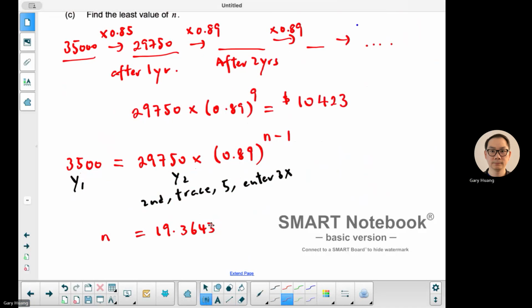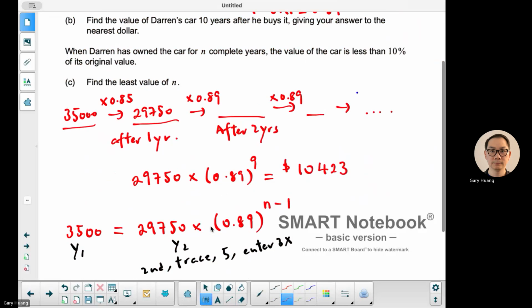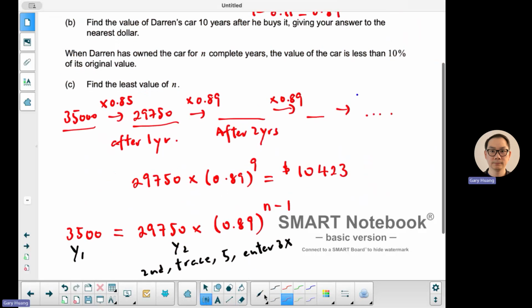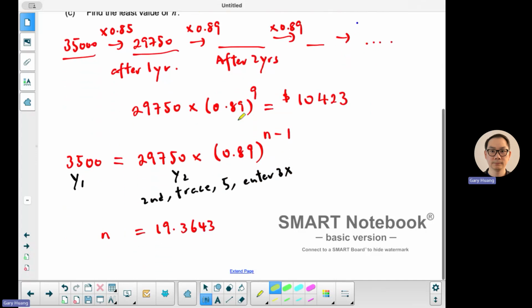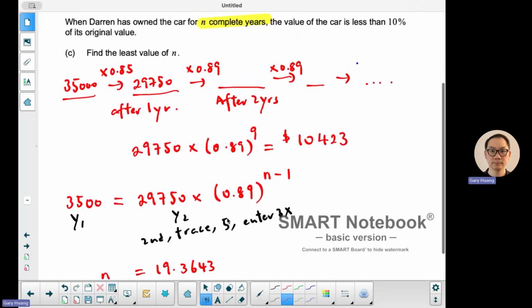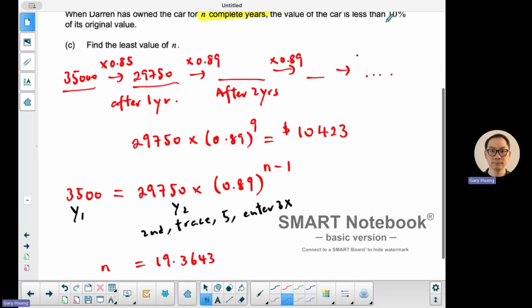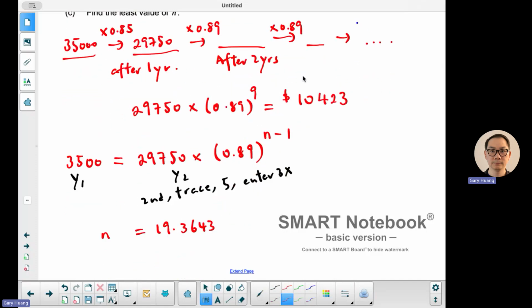So that means after 19.36 years, it's going to reach 10%. Now, the question asks for complete years. So that means the answer is either 19 or 20. When it's 19 years, it's not reaching $3,500 yet, right? We're going downwards. So you want it to be less than that, so it must be 20 years later. So therefore, n must equal 20 for the final answer.